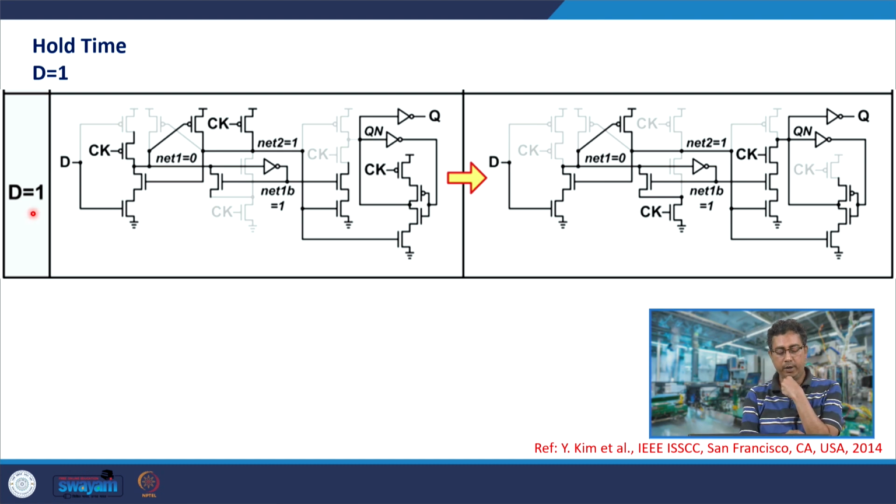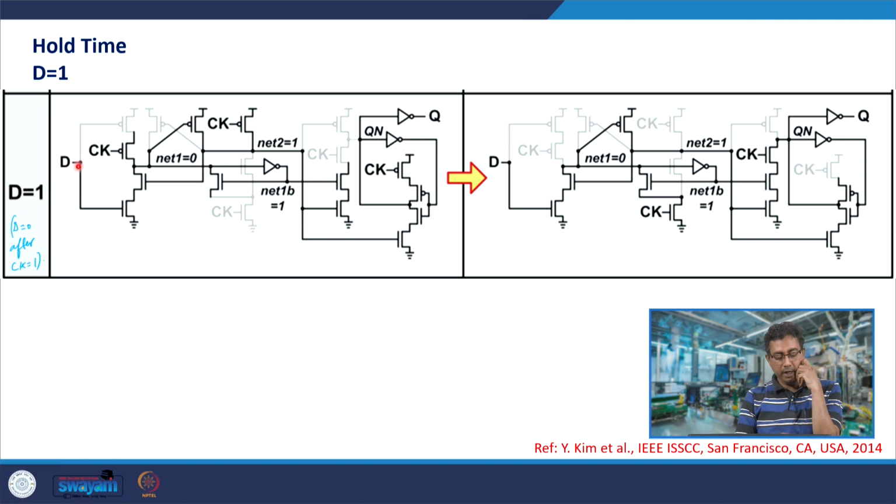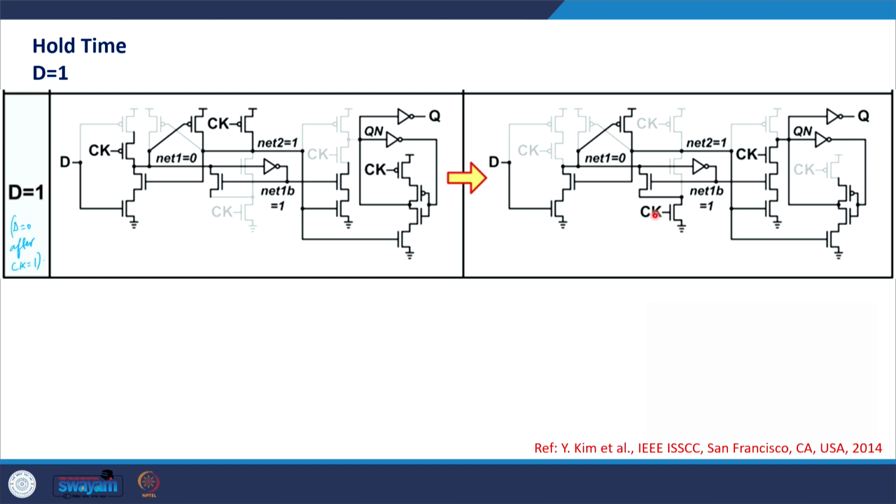Input is 1, but after the clock transition it may turn to 0. Let us discuss this scenario. Ideally, if D turns to 0 after the clock is VDD, anyway pull up path is off, even when D turns to 0 this is on, but this transistor is off, and therefore, net 1 which is 0 would remain at 0 and it is connected through this path. So, therefore, it is remaining at 0.